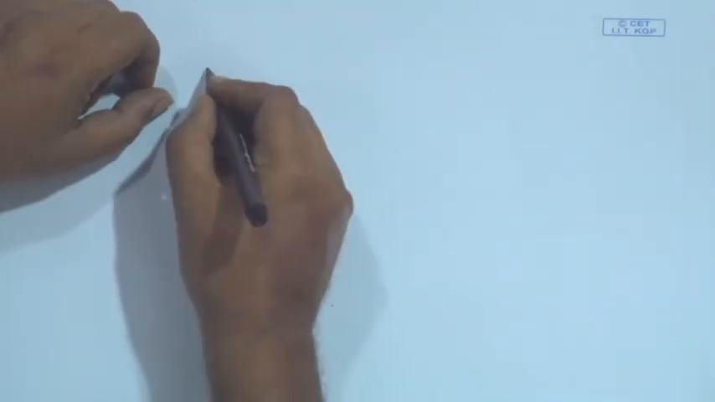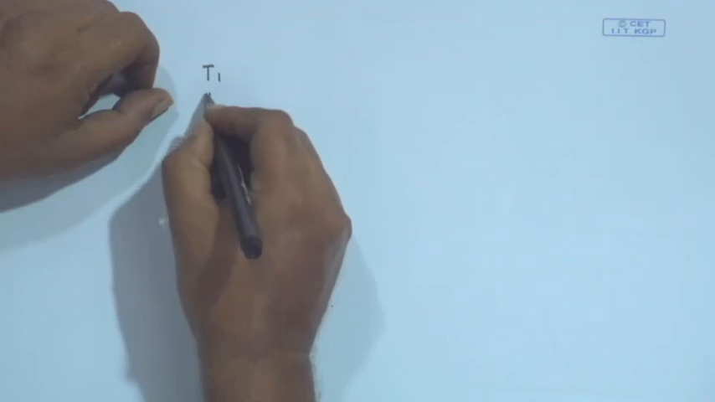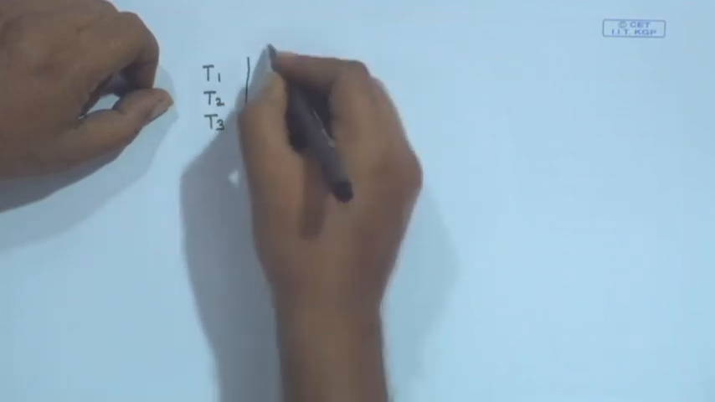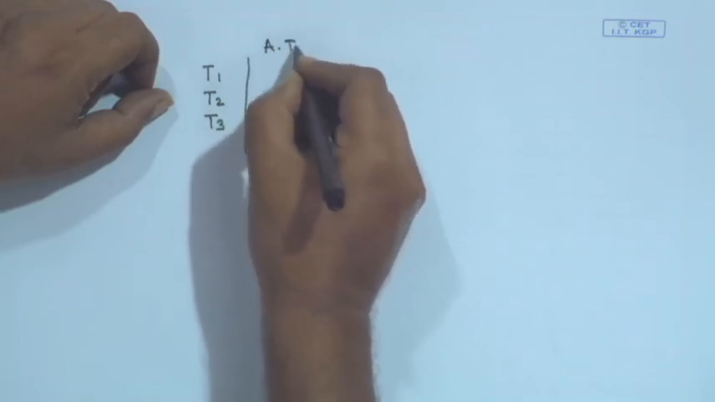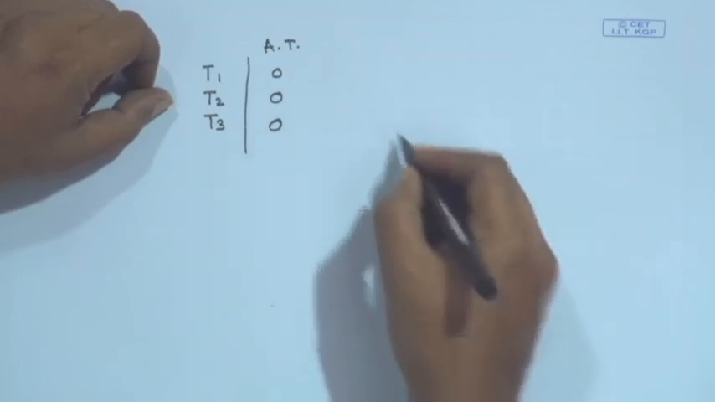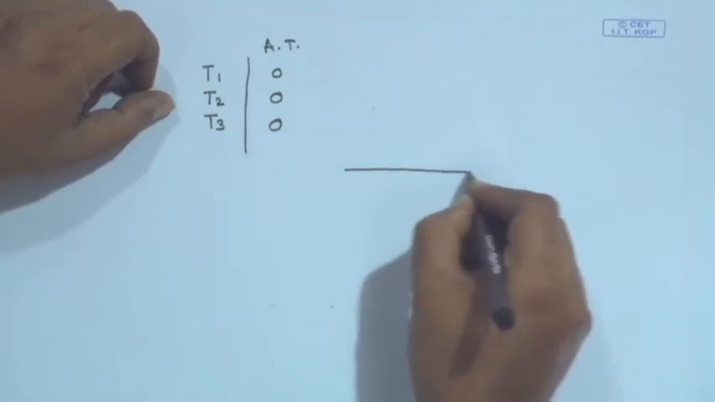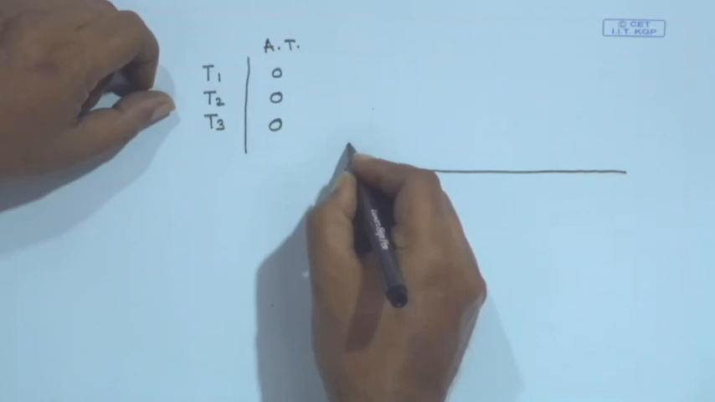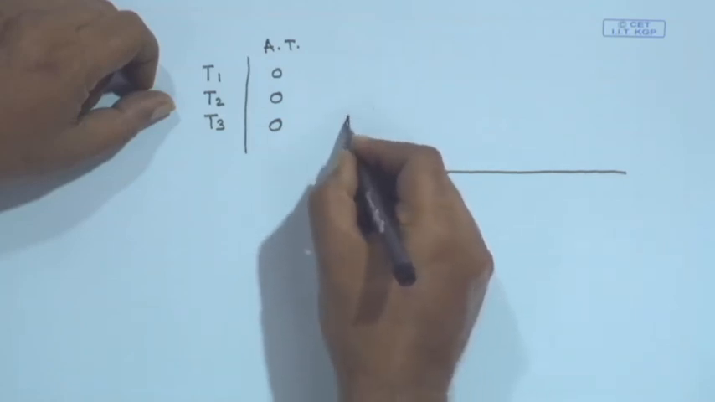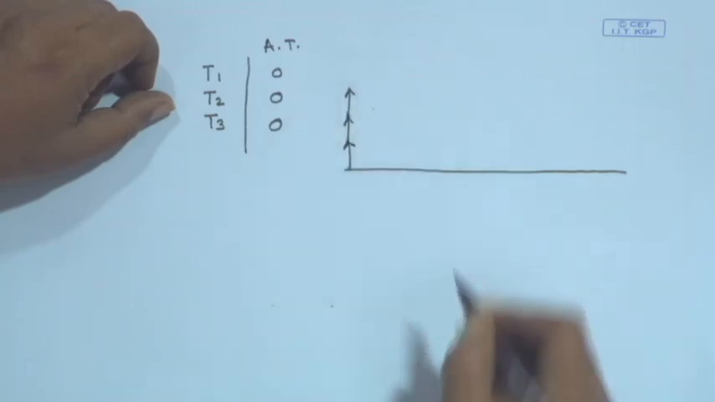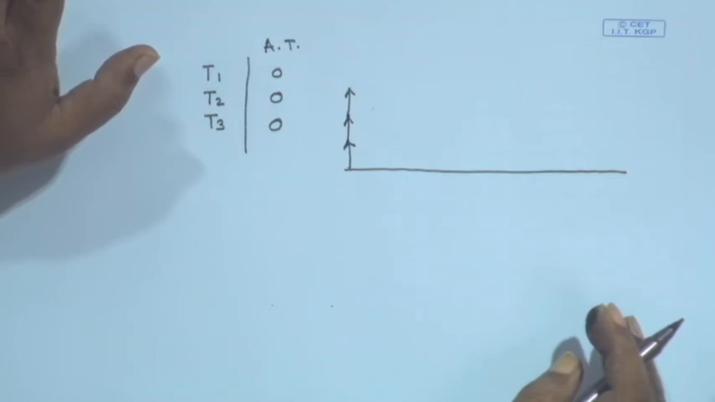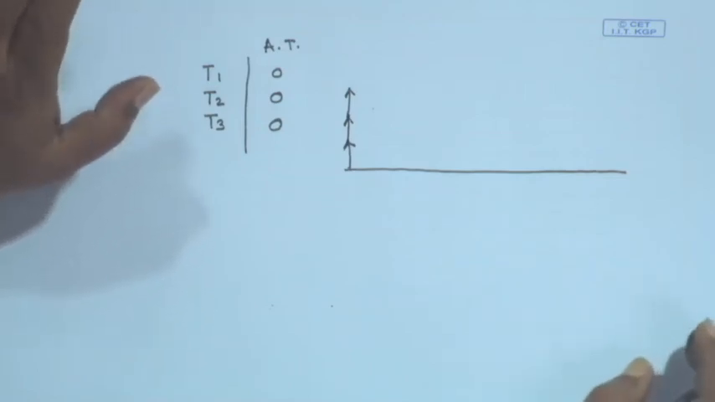Now, T1, T2, T3, all of them arrived at the same time. So, the arrival time for both of them was 0, both of them arrived at the same time. So, in my timeline, I have got all the tasks T1, T2 and T3 all arrived here. Which one should I allocate? Now, that can be done in different ways.